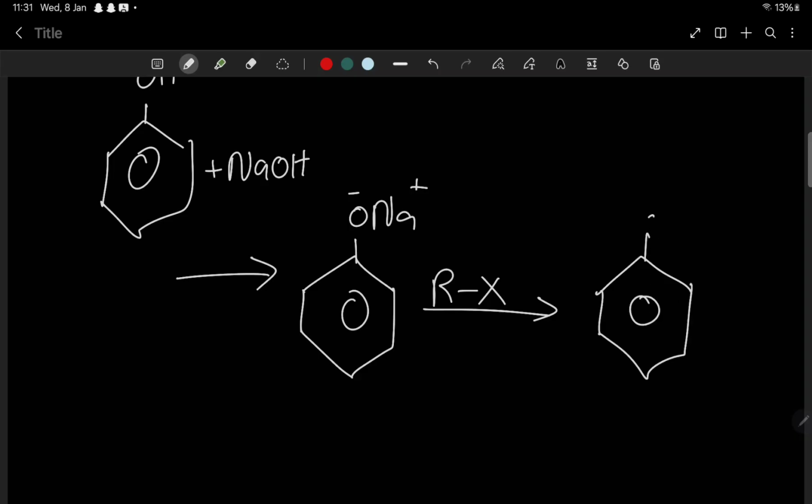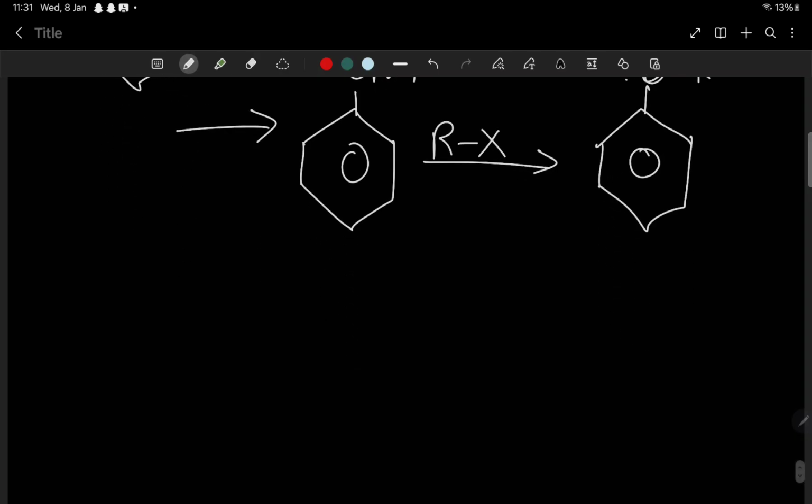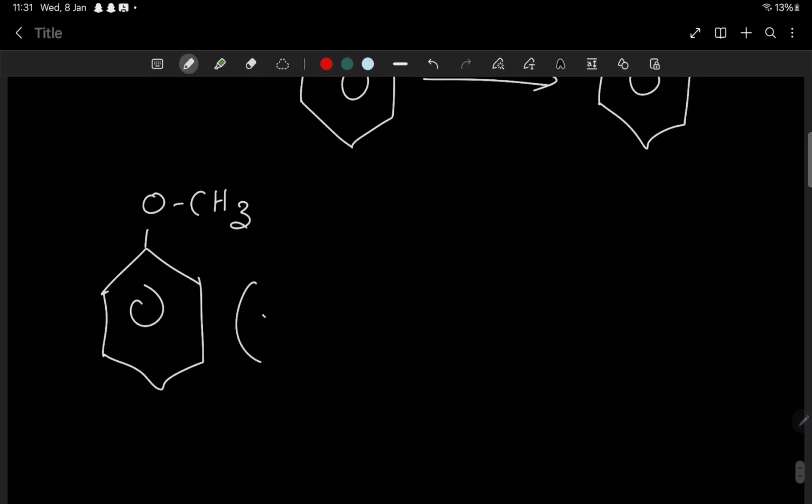Correspondingly, we get O and R. If this compound was CH3 here, this compound is called anisole. The common name is very important for this compound. Anisole. Over. So by this, there are only two preparation methods. Now chemical reactions.